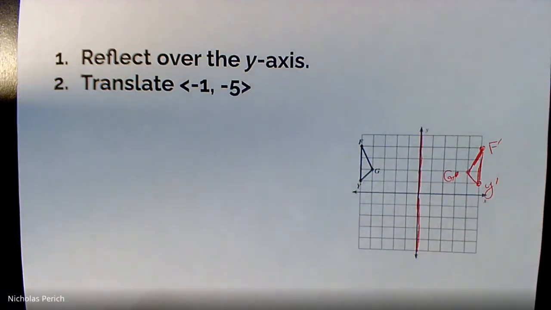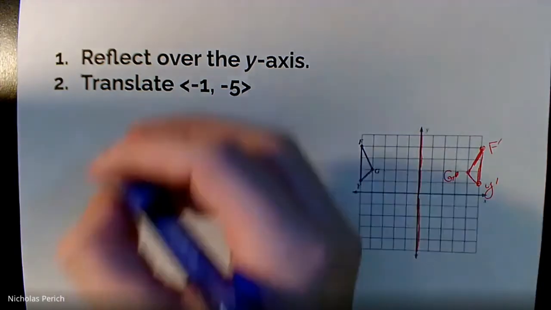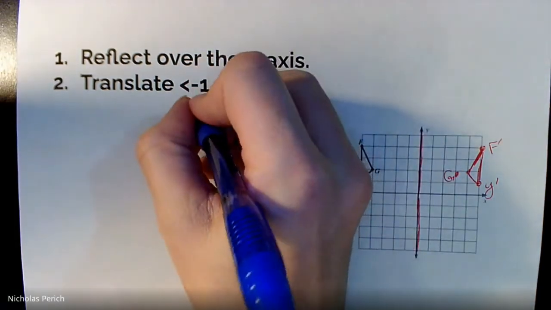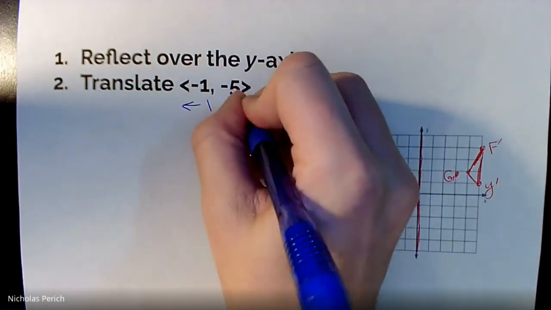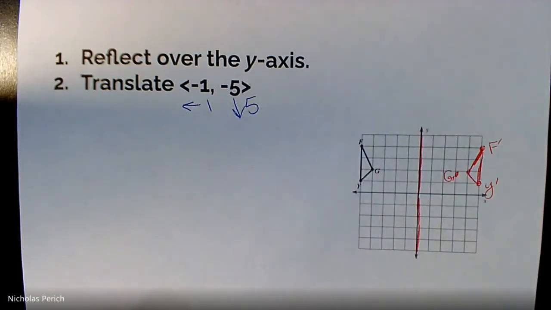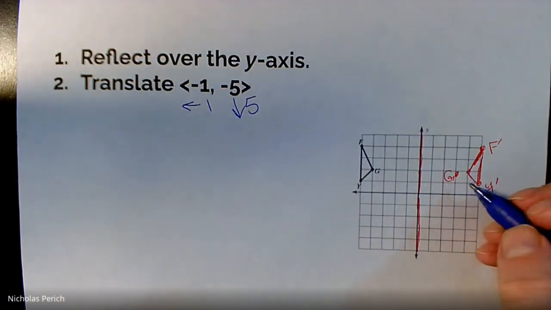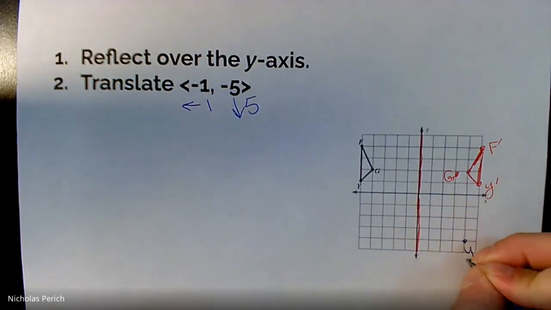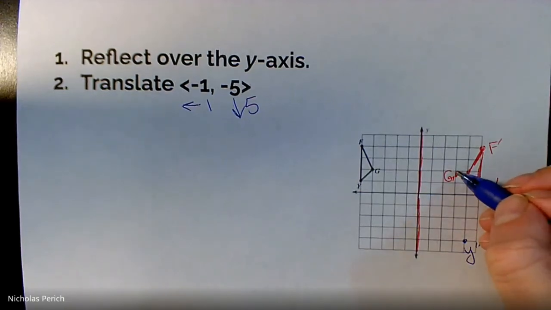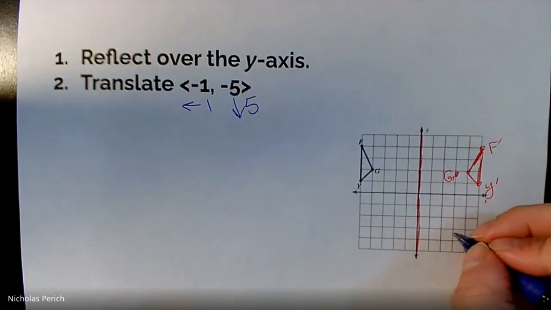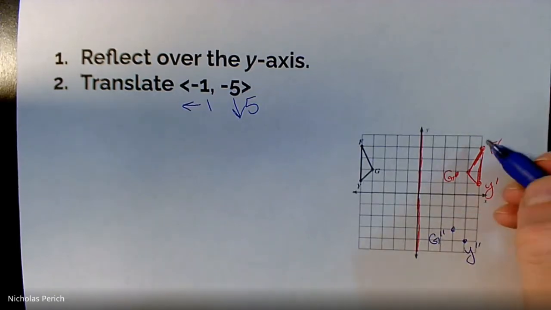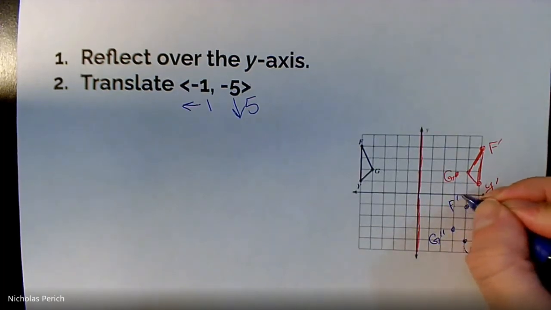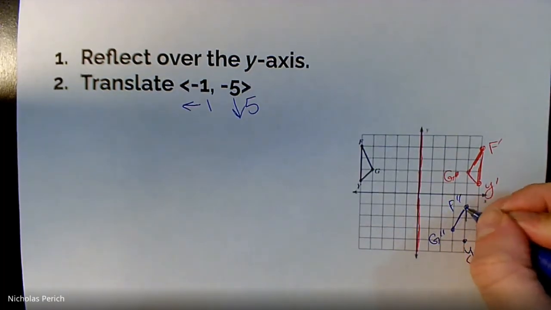Now what? Well, step number 2 says I translate according to the translation vector of -1, -5. What does that mean? Left 1, down 5. And I'm going to take turns doing that. Starting out with Y, left 1, down 1, 2, 3, 4, 5, Y double prime. G is left 1, down 1, 2, 3, 4, 5, G double prime. And F is left 1, down 1, 2, 3, 4, 5, F double prime. And in the end, I have the exact same shape.